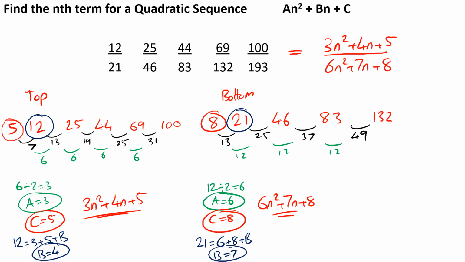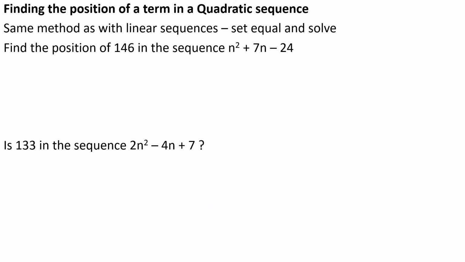Great question, that. Now the last little thing you could do with these quadratic sequences is use them to find out positions within the sequence. So here's an example. How do we find the position of 146 within this sequence? Well, do the same as we did with linear, set them equal to each other and solve it. It's just that the thing you'll be solving will be a quadratic equation of some sort.